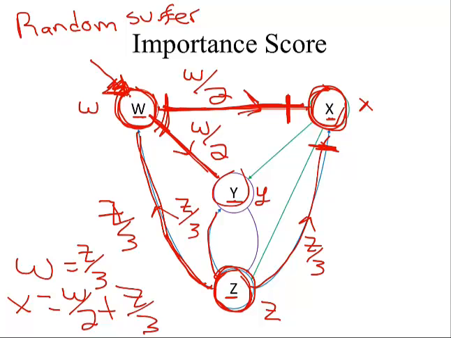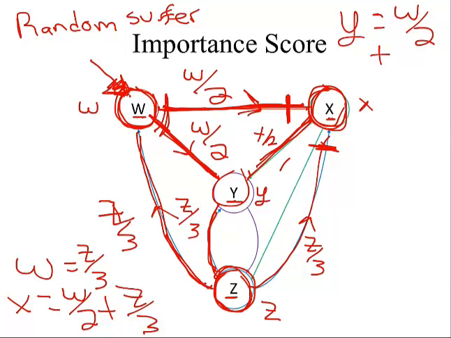If we look at Y, Y has 3 incoming nodes. It has one from W, it has one from X, and it has one from Z. And so Y's is going to be W divided by 2 plus, now X is going to spread half of its importance score here. Each of these are X divided by 2 plus X divided by 2. And then we also have incoming from Z as well, so plus Z divided by 3.